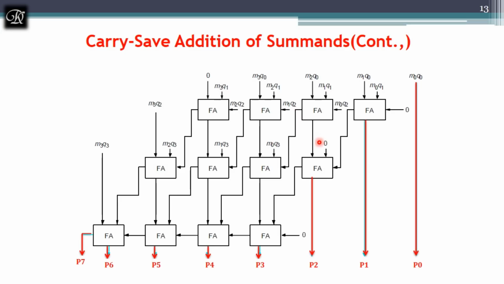The same applies with respect to look ahead carry. This is a circuit for look ahead carry, and the same input will be given, the same task of giving a carry input to the next level and proceeding.